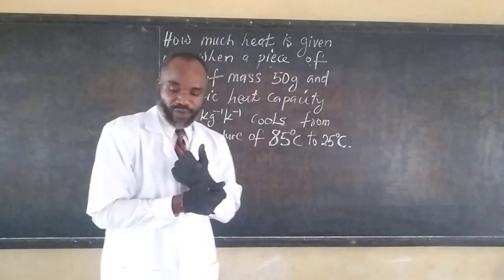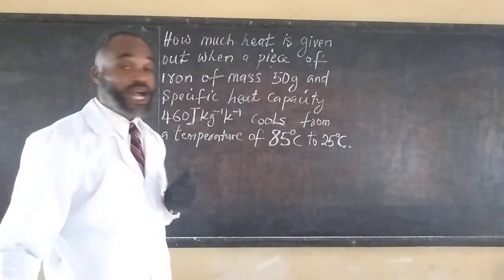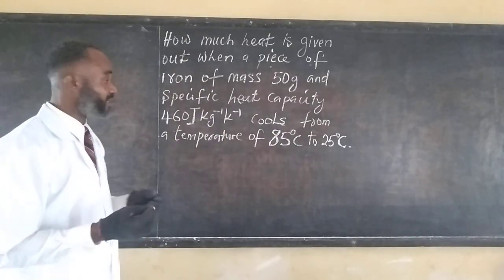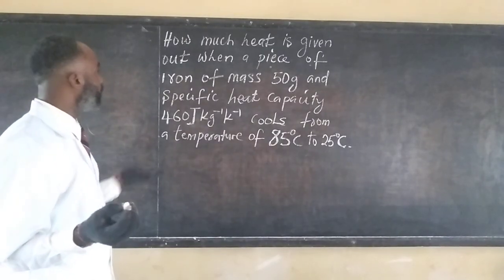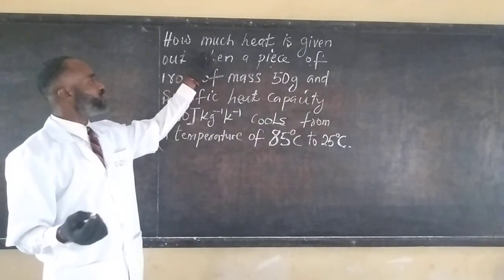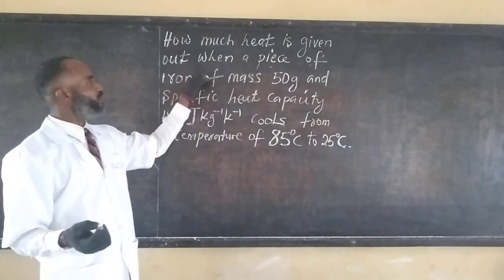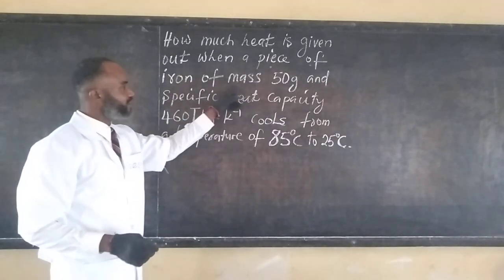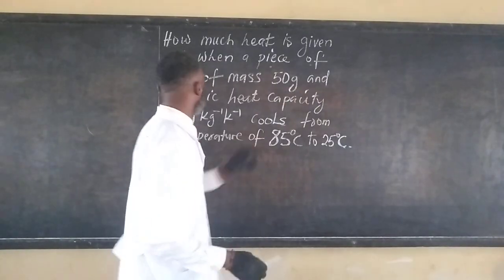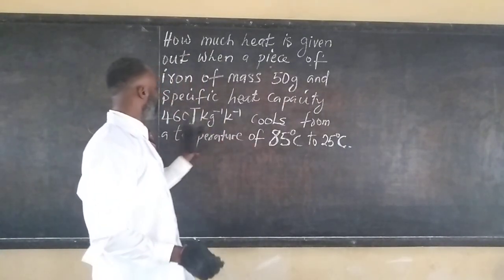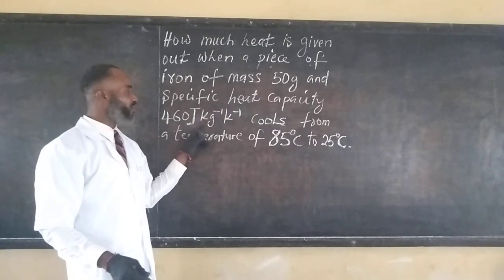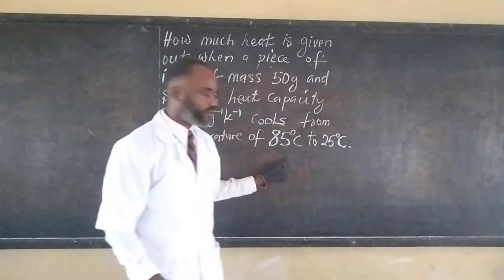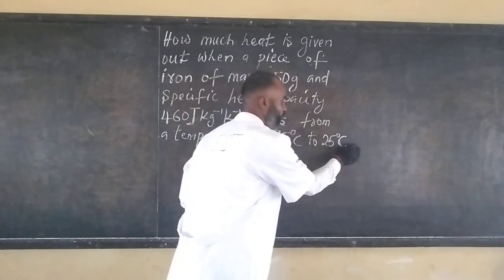Okay, so today we are going to look at another standard question that can be set in any standard exam. Without wasting time, the question is: how much heat is given out when a piece of iron of mass 50 grams and specific heat capacity 460 joule per kilogram per Kelvin cools from a temperature of 85 degrees Celsius to 25 degrees Celsius.